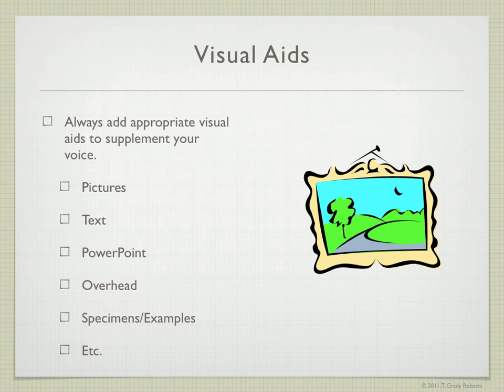We talked earlier about the importance of having visual aids to supplement what you're presenting, because that way you're going to add an appeal to the visual learners, other than just the auditory learners. And so you might think about pictures, text, PowerPoint presentations, overhead transparency, specimens, examples. So a wide range of different things can be used to supplement your lecture with visual aids.